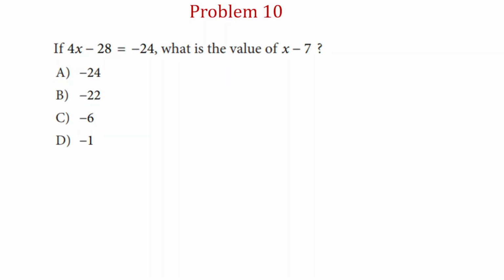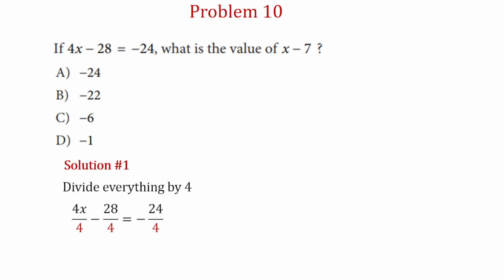Problem 10. If 4x minus 28 equals negative 24, what is the value of x minus 7? If you have a good eye, you can simply divide everything by 4. On the left side, 4x divided by 4 is x, and negative 28 divided by 4 is negative 7. On the right side, negative 24 divided by 4 is negative 6. So x minus 7 is negative 6.